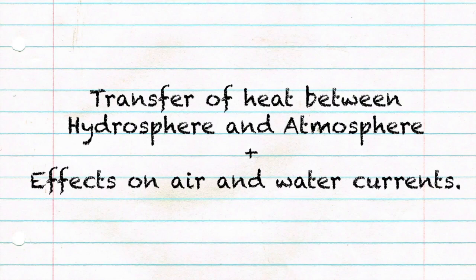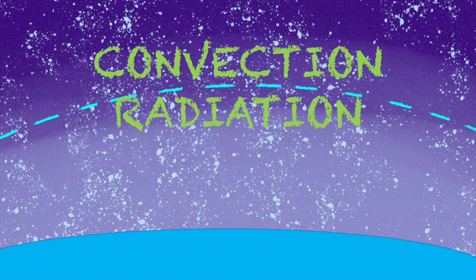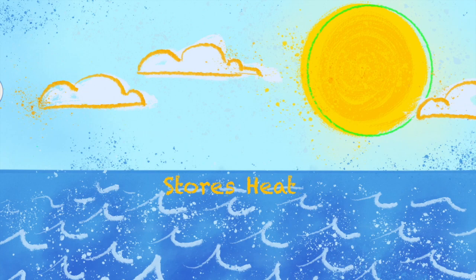Now I'm going to talk about the transfer of heat between and within the hydrosphere and atmosphere and how it affects air and water currents. Heat transfer in the hydrosphere and atmosphere mainly occurs due to convection and radiation. The oceans hold a lot of the sun's heat by storing and absorbing it, and when airs of different temperatures come into contact with the ocean surface, heat transfer in the form of conduction occurs.